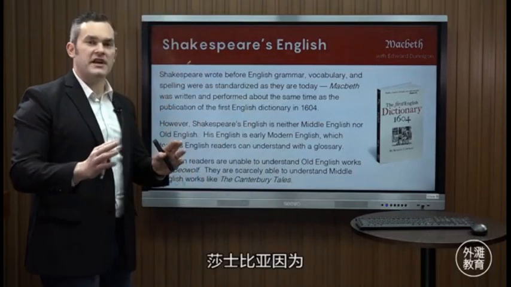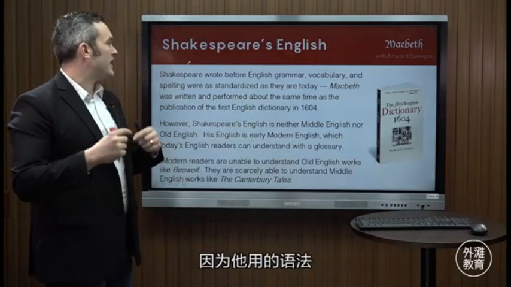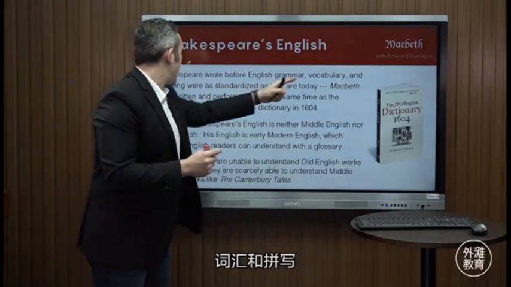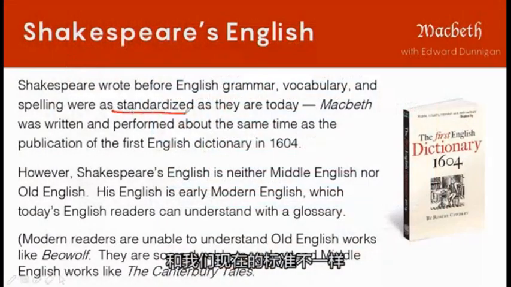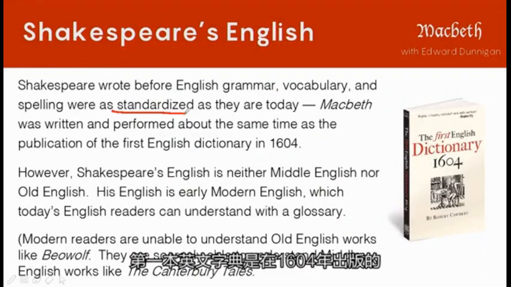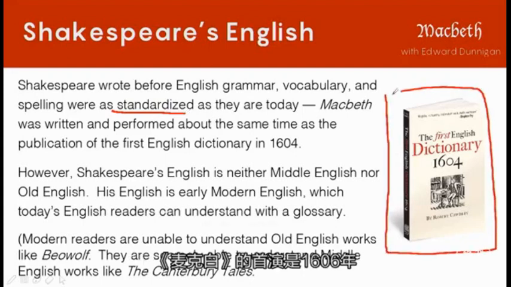One reason why Shakespeare's English can seem a little bit different from ours is because when he wrote, grammar, vocabulary, and spelling were not as standardized as they are today. One anecdote, or small story, I like to bring up is that the first English dictionary was printed in 1604. Macbeth was performed in 1606.